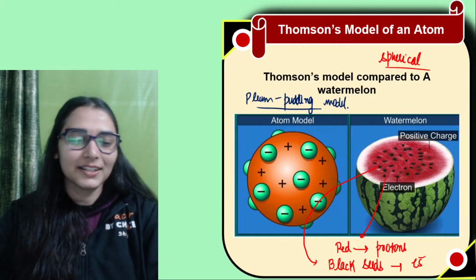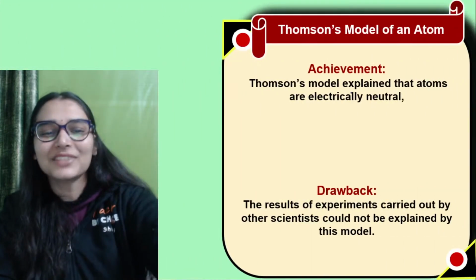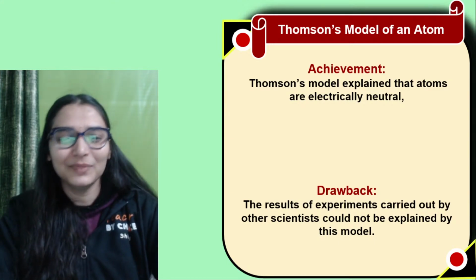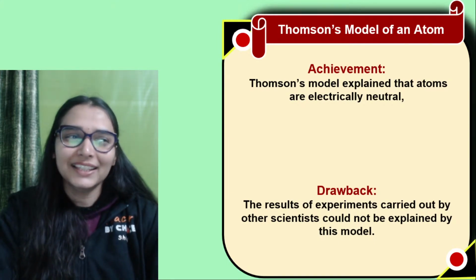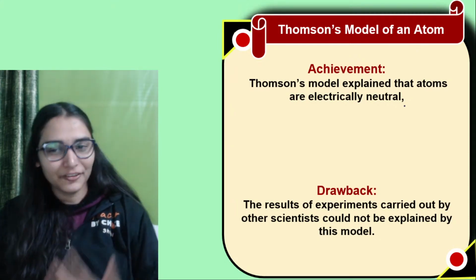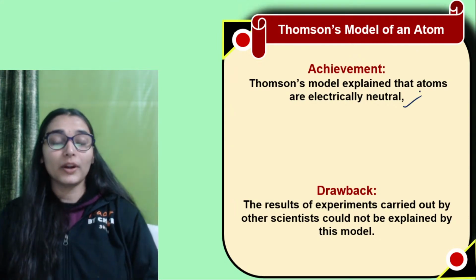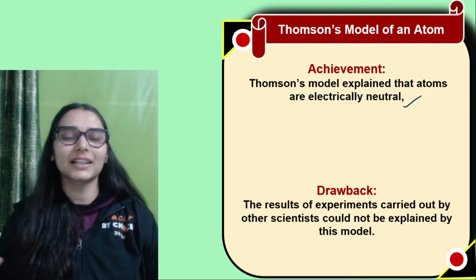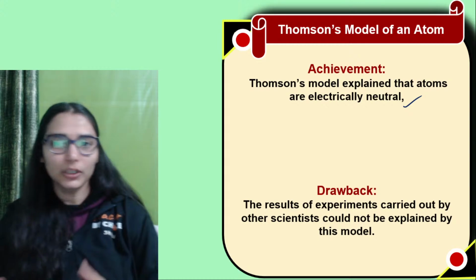Yes, very good. It seems Thomson was very foodie. Somewhere he is talking about Christmas pudding, plum pudding, and then he's like watermelon. The next thing, achievement: definitely one achievement is true, and what is that? He explained the neutrality of an atom. He made his point very clear that the number of protons has to be equal to the number of electrons.